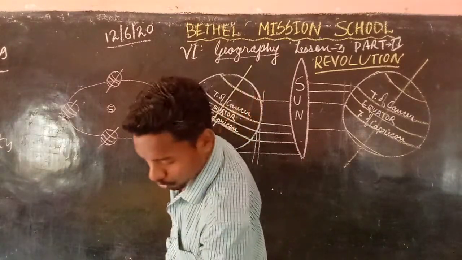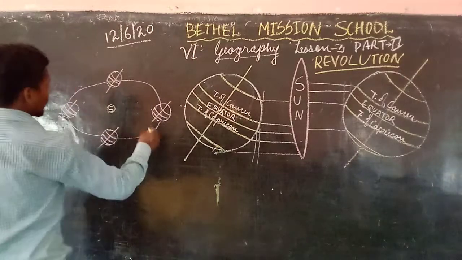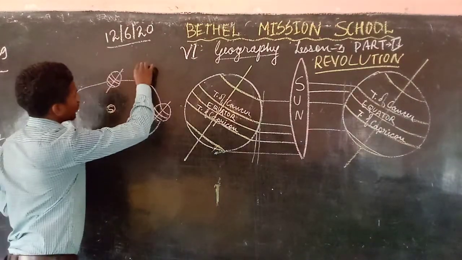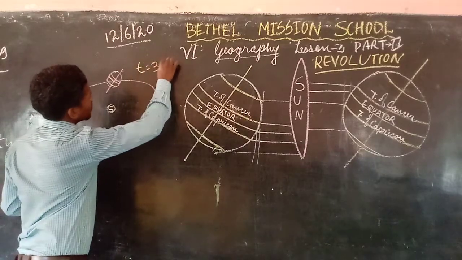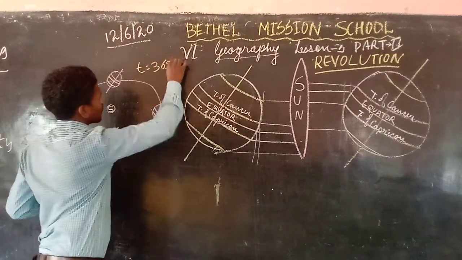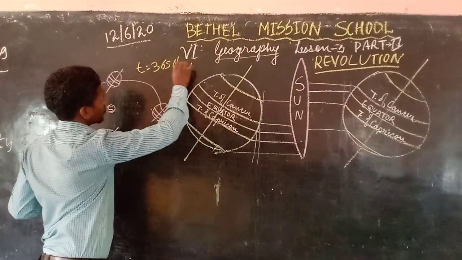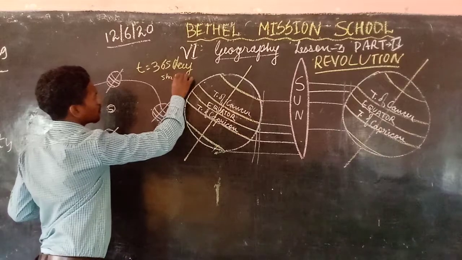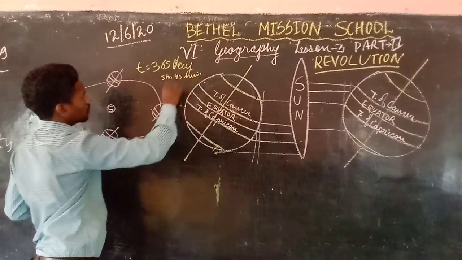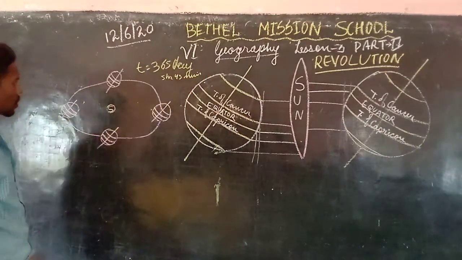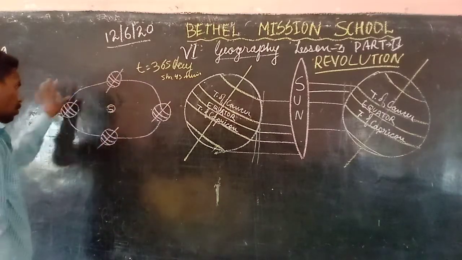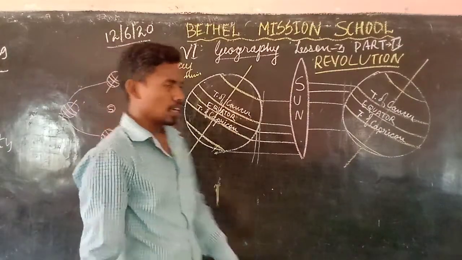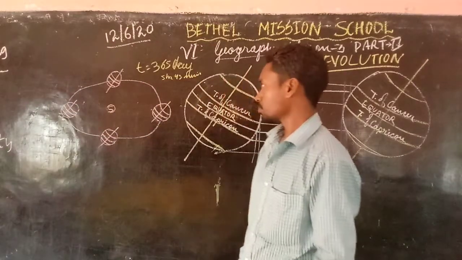So this revolution, it takes time for the earth to complete one revolution. The time taken is almost 365 days, and something about 5 hours and 43 minutes. So this is the total time taken for the earth to revolve around the sun.